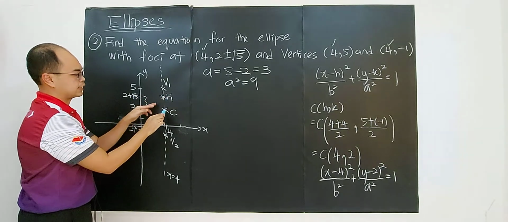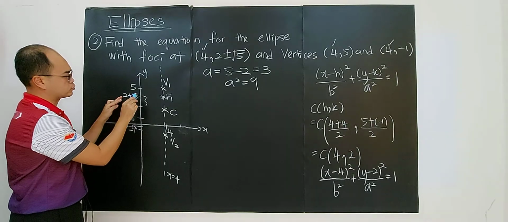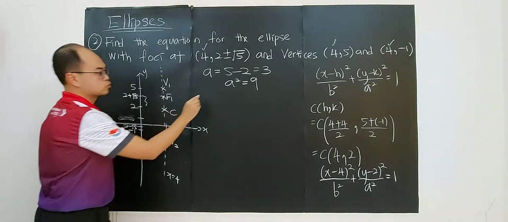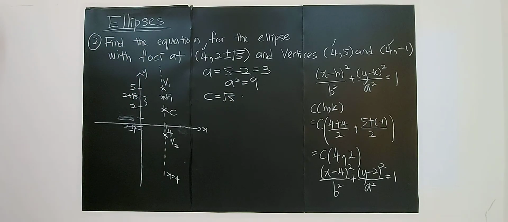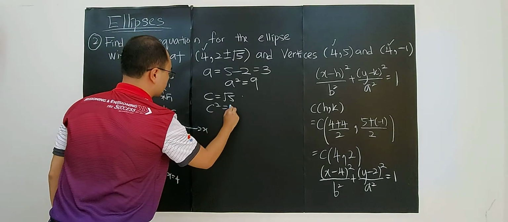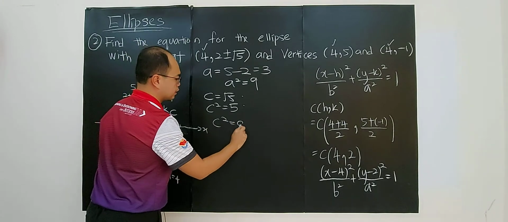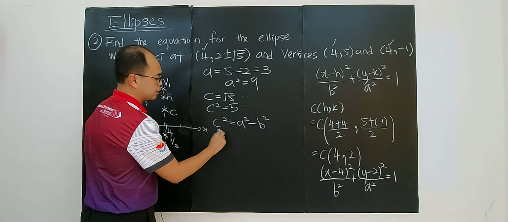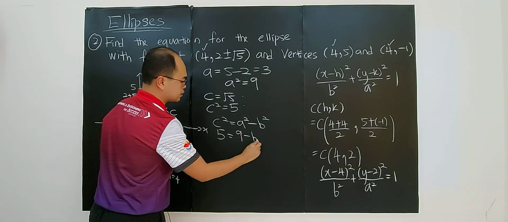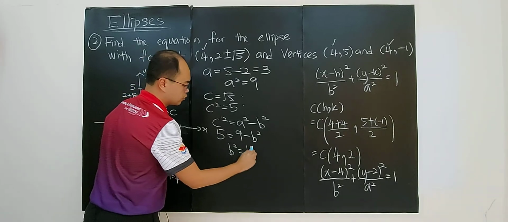So the center to the focus, the difference here will be 2 plus square root of 5 minus 2, you're getting square root of 5. So it means that c will be square root of 5, and eventually we know the value of c squared, which will be 5, right? And we know that c squared is a squared minus b squared. Very easy. So 5 equals 9 minus b squared, and you have your b squared to be 9 minus 5, which gives you 4.